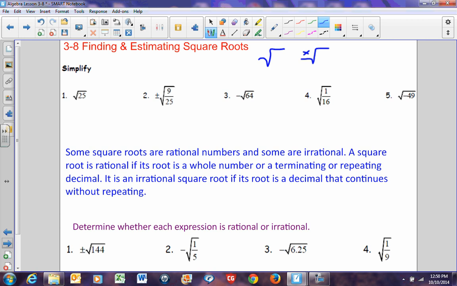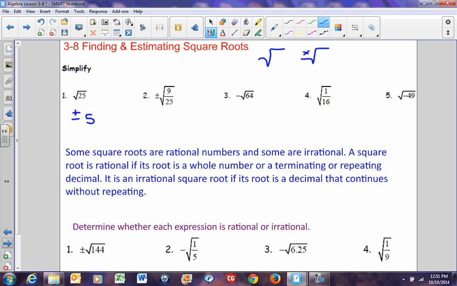All right, if I want to find two numbers that multiply together to get 25, I know that's 5, so this would be plus and minus 5. It's not asking me for the principal square root, so I'm going to give both. Problem number 2 clearly says it wants both the positive and negative.